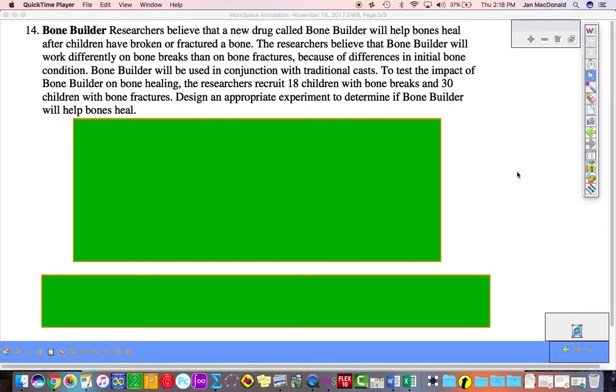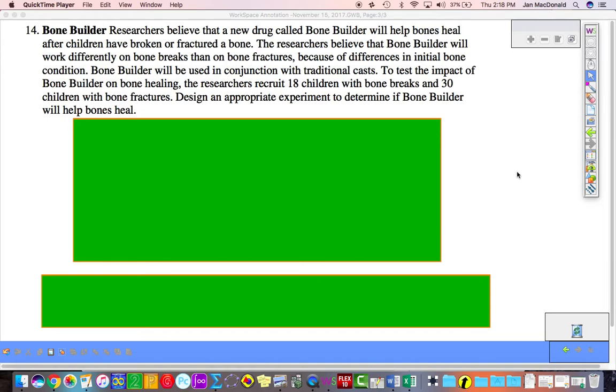Let's take a minute and read the prompt. Researchers believe that a new drug called Bone Builder will help bones heal after children have broken or fractured a bone. The researchers believe that Bone Builder will work differently on bone breaks than on bone fractures because of the differences in initial bone condition. Bone Builder will be used in conjunction with traditional casts. To test the impact of Bone Builder on bone healing, the researchers recruit 18 children with bone breaks and 30 children with bone fractures. Design an appropriate experiment to determine if Bone Builder will help bones heal.